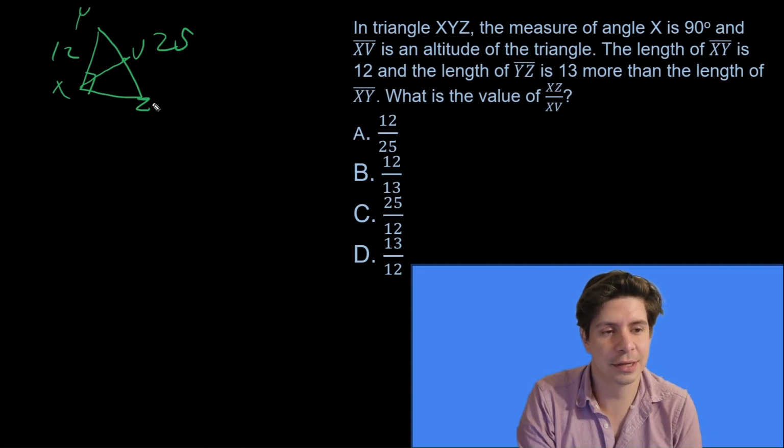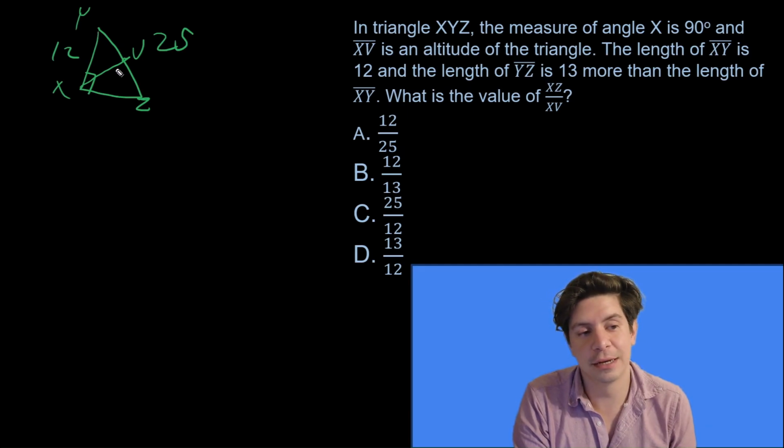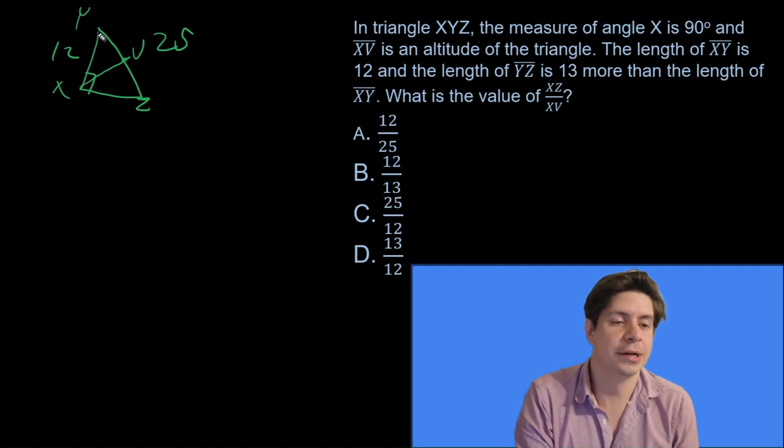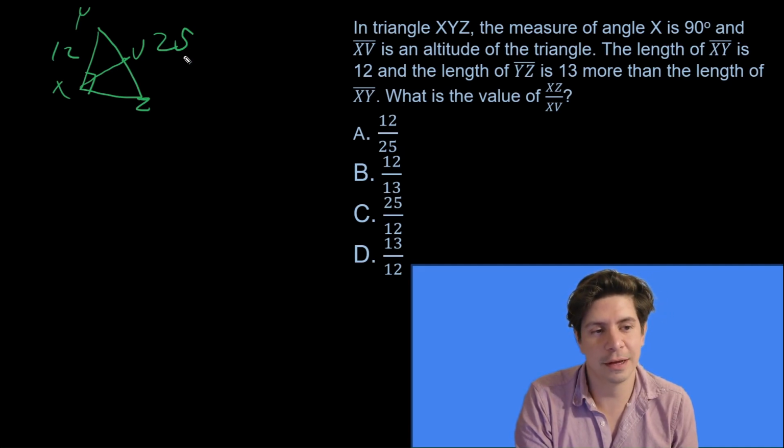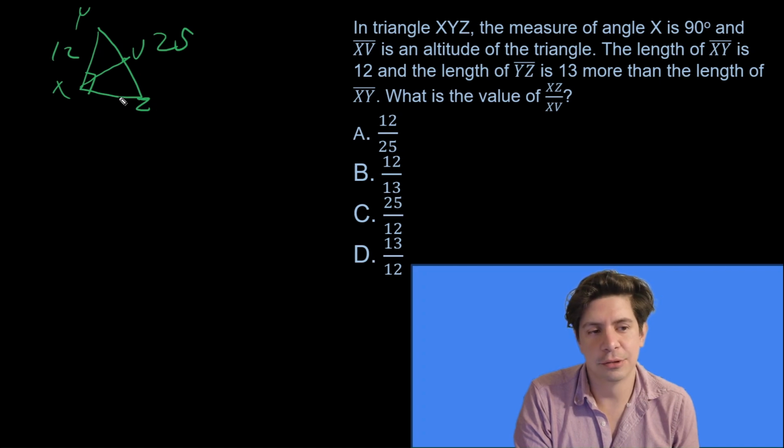So XZ is right here. XV is there. What you need to understand is that when you draw an altitude from a 90-degree angle, all the triangles are similar to each other. Here we have a 12, we have a 25. XY, that's 12, is across from angle Z, and this little one here, XV, is across from angle Z as well. So this could be like the 12, and then the hypotenuse is XZ right here. So XZ is like the 25 because it's the hypotenuse. So this would be like 25, and then this would be 12.